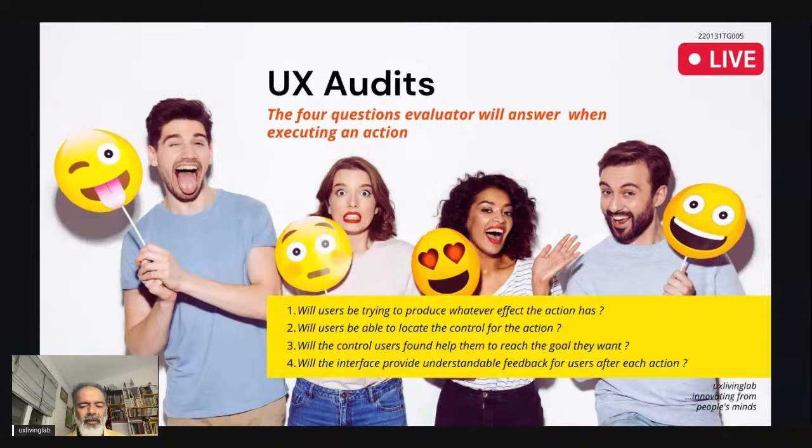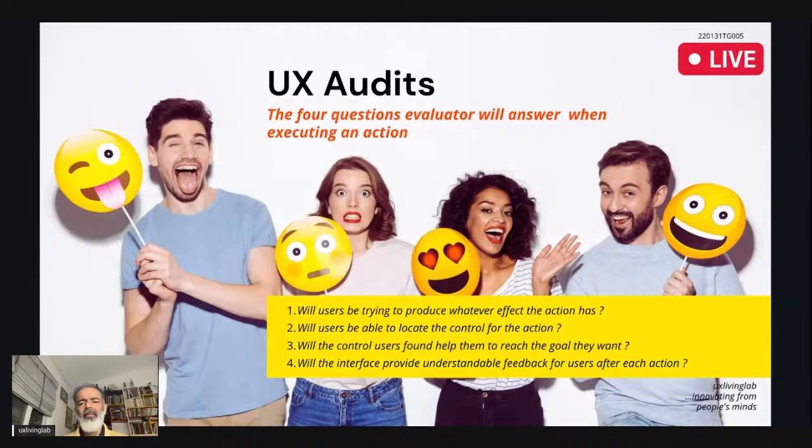So whether these buttons they found will help them reach the goal they want. And will the interface provide understandable feedback for the user after each action? When they execute that action, whether the interface gives an understandable signal, okay, this is running, or this is moving, or something like that. So these are the 4 important questions you have to gather from the user and evaluator while doing the UX audits.